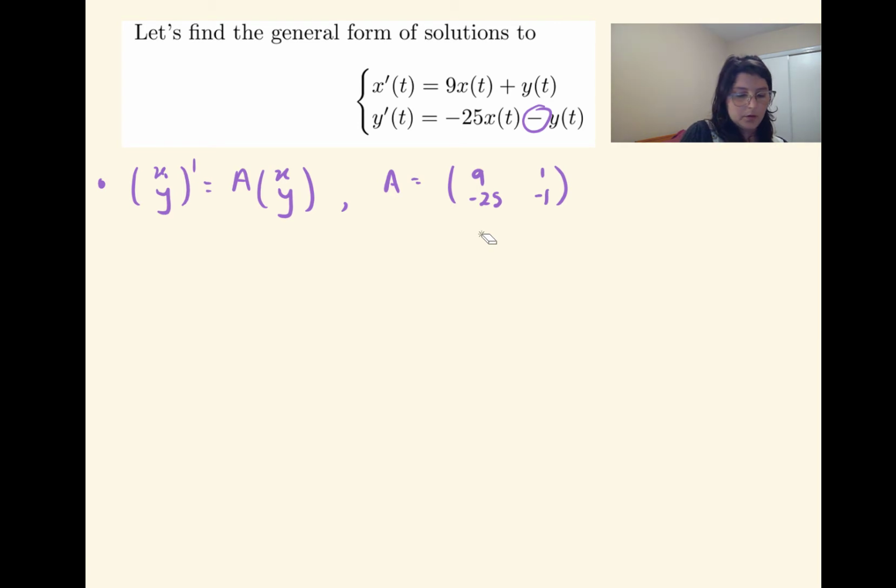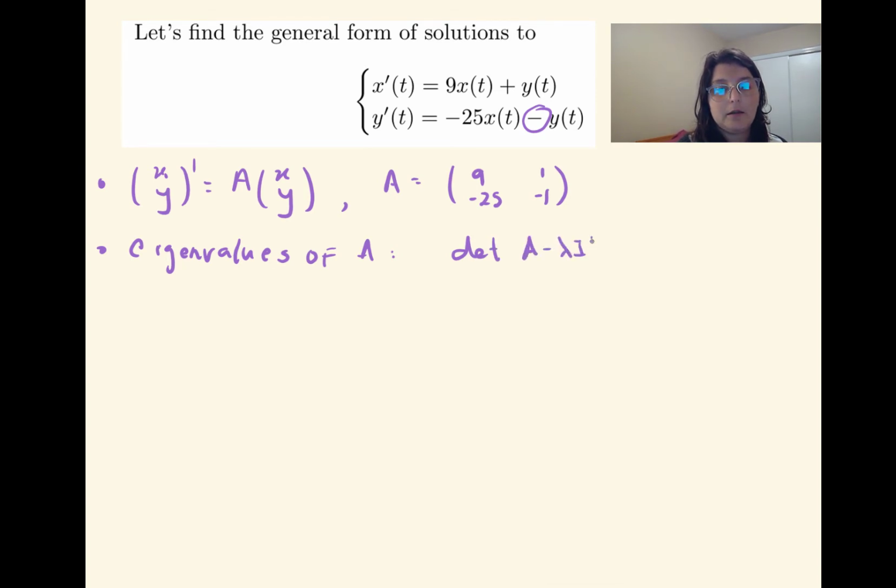Okay, now the form x and y will take highly depends on the structure A has, more precisely, it highly depends on eigenvalues of A and eigenvectors. So we're going to find eigenvalues of A, and then we will see what happens. Now to find eigenvalues of A, we want to solve the equation determinant of A minus lambda I equals 0. And lambda will be the eigenvalue.